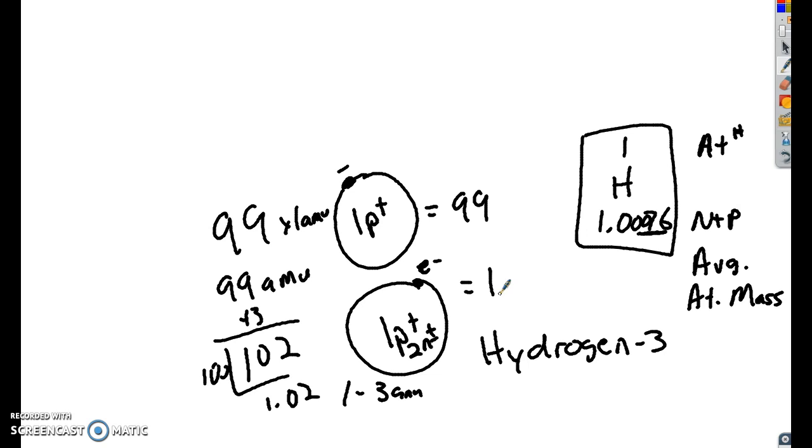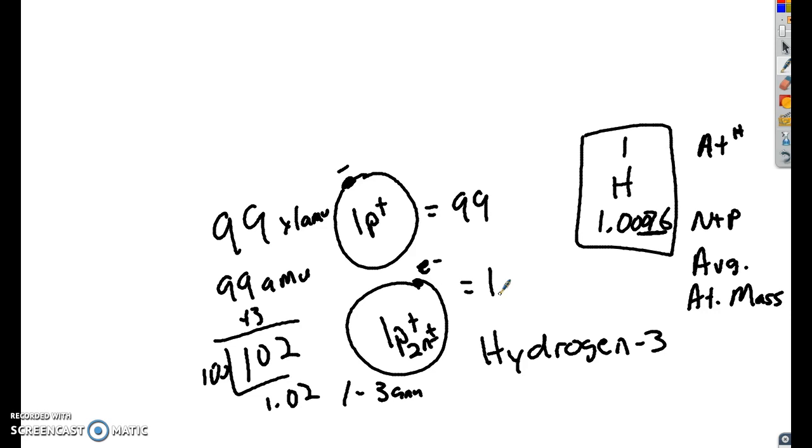So the mass is the average. Usually when we talk about the mass, we just round it up or down to the nearest whole number, and that way when we subtract, we'll get the number of neutrons. So when you see the atomic mass, just automatically round it up or down to the nearest whole number and do that.